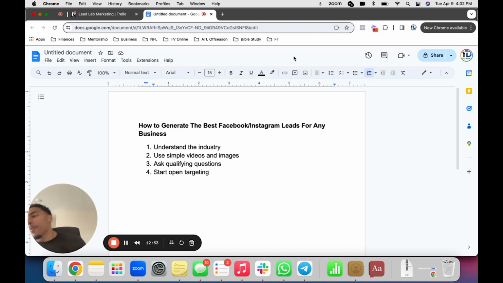It's very favorable. Meta, Google, TikTok, Pinterest, LinkedIn, they make a lot of money from advertising. They want you to use open targeting and they're going to try their best not to lead you wrong, right? So I'm not going to say everything's going to work great, but they're going to try their absolute best not to lead you wrong.